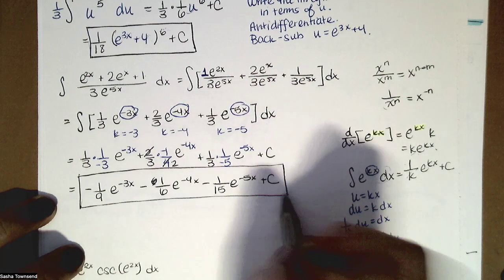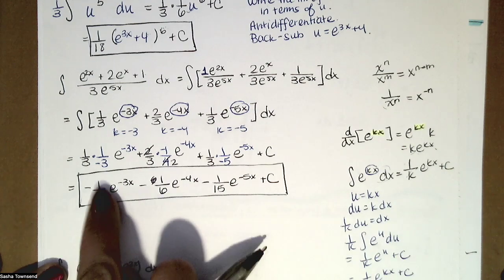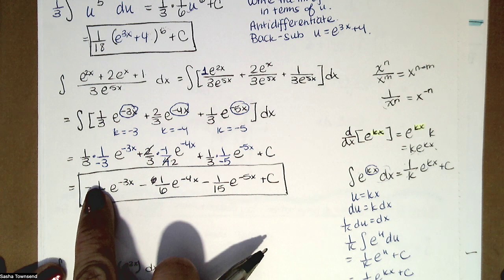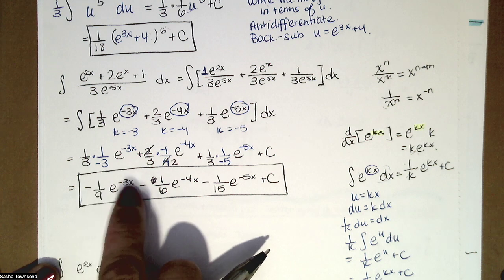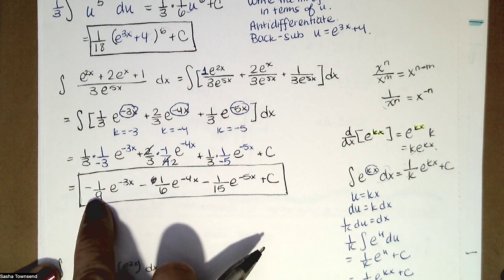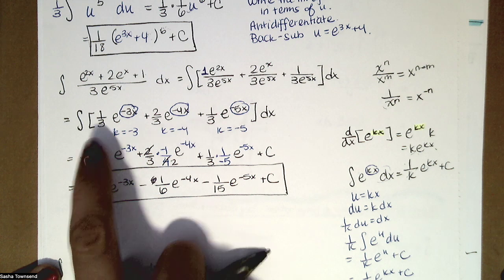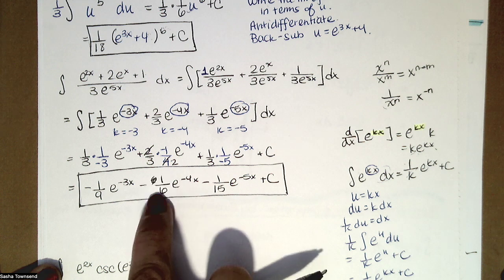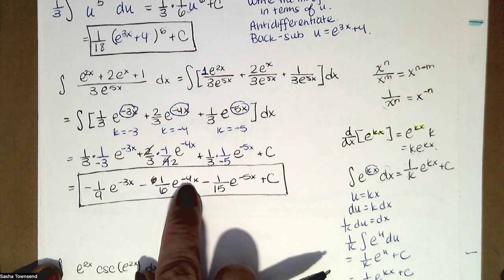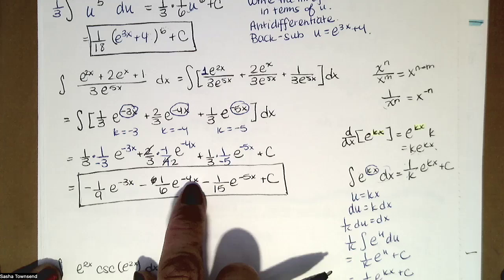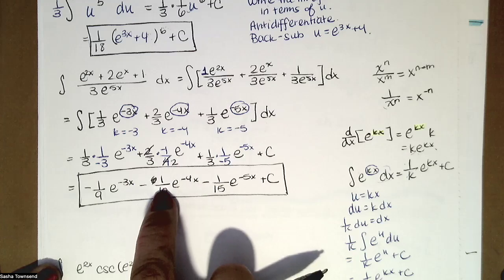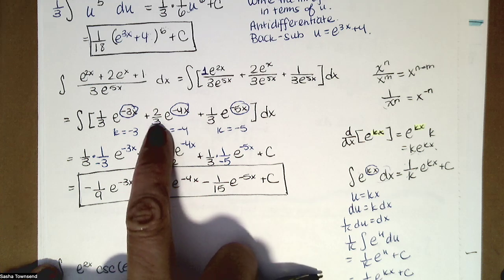And if we differentiate this, we'll have -1/9 times -3, that's the derivative of the inside, times the e to the -3x. The -3 times the -1/9 is going to give us a positive 1/3, which is our coefficient right there. And when I take the derivative of this, I have a -1/6 times e to the -4x times the derivative of the inside, which is a -4. So I have -4 times -1/6, which is positive 4 divided by 6, which simplifies to 2/3, which is our coefficient right there.